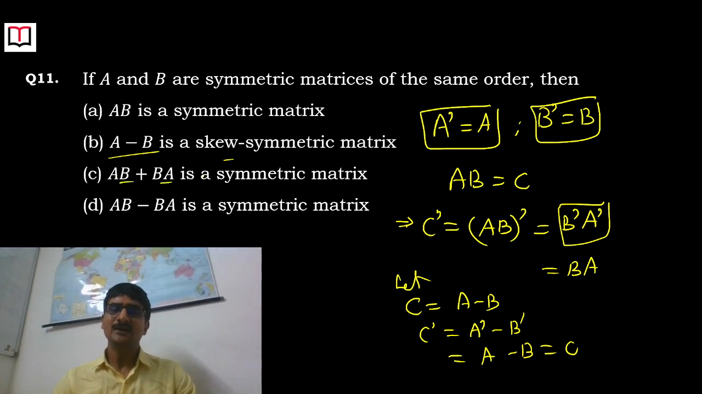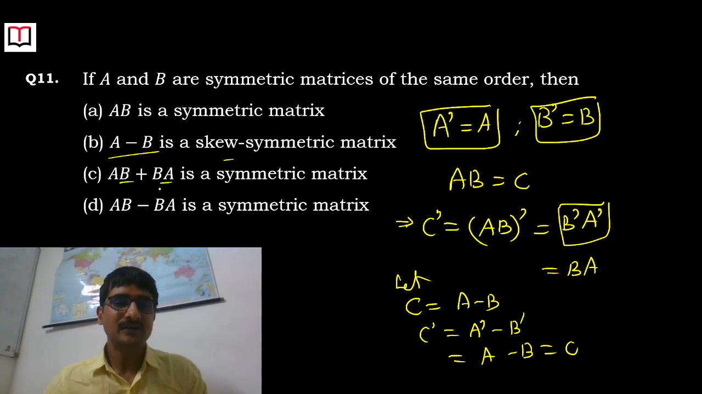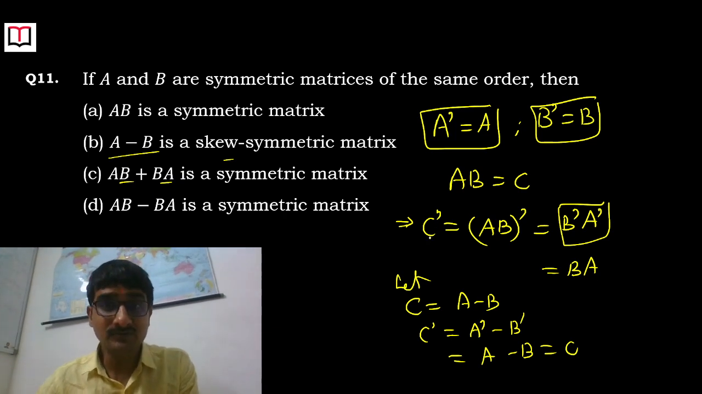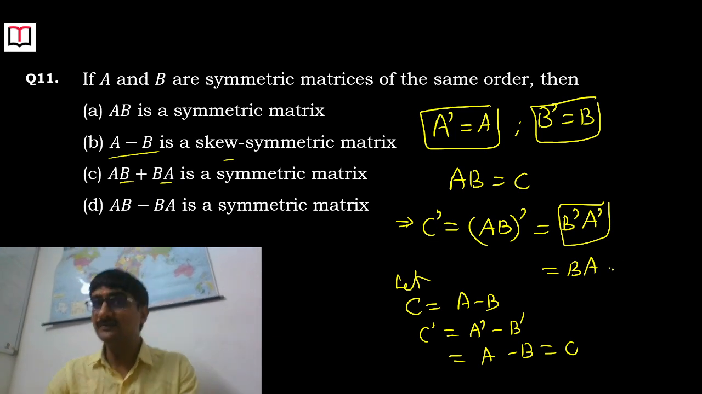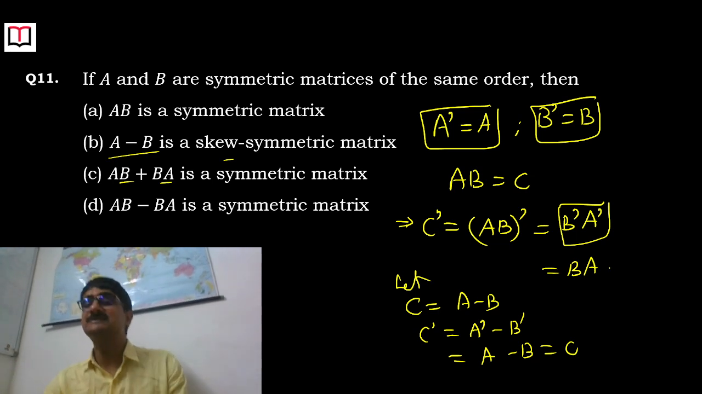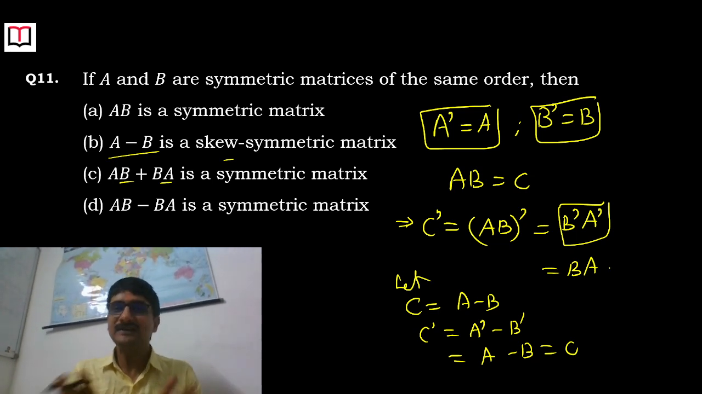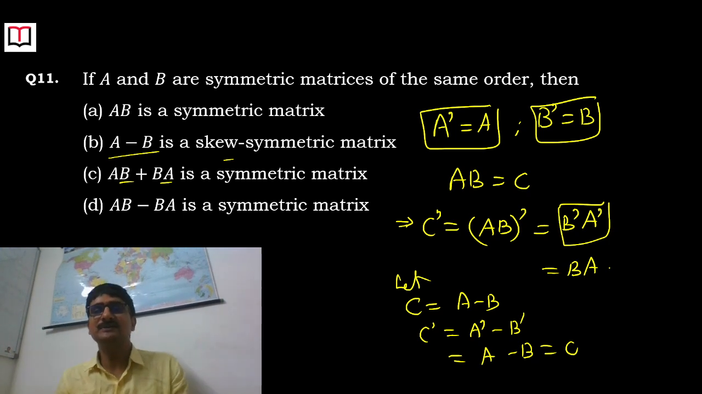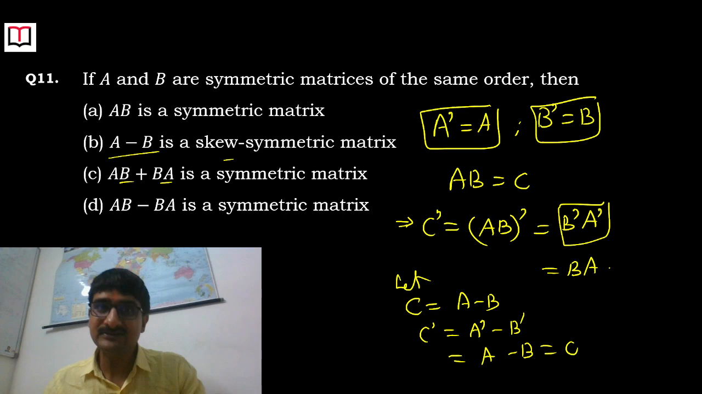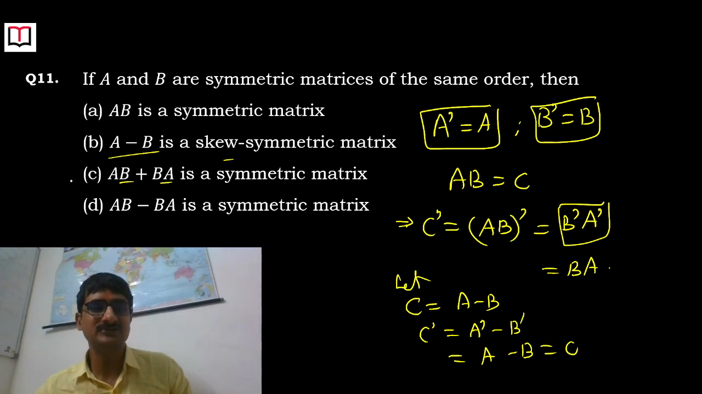Now AB plus BA, I think that this will help, isn't that? Why? Because when you took the transpose of AB, you got BA. When you take the transpose of BA, you will get AB. But since addition commutes, like P plus Q is the same as Q plus P, hence you will get back this one. So C should be the correct answer, isn't that?